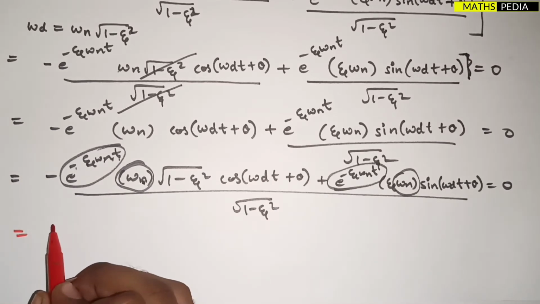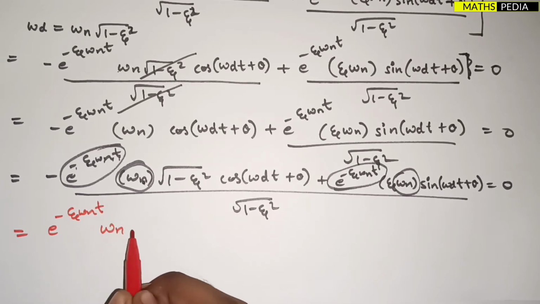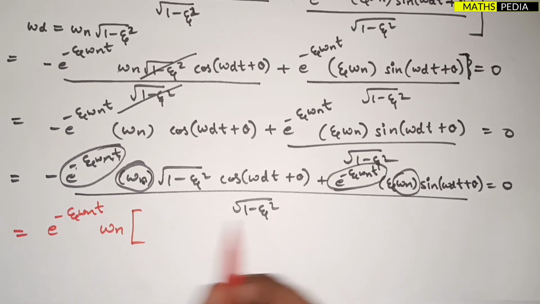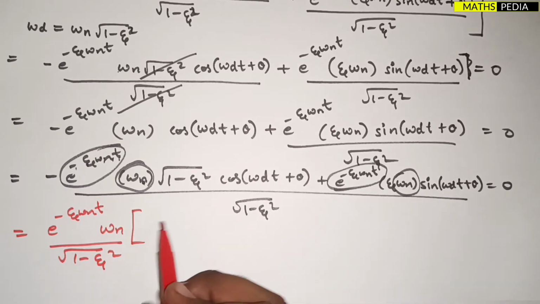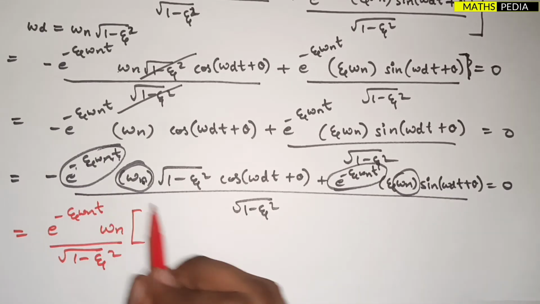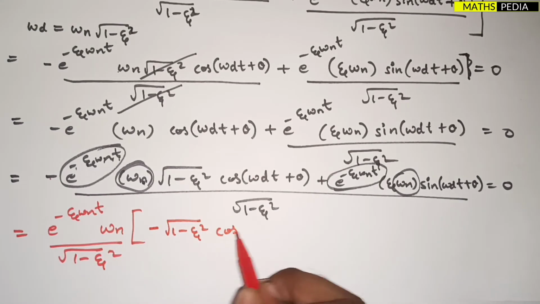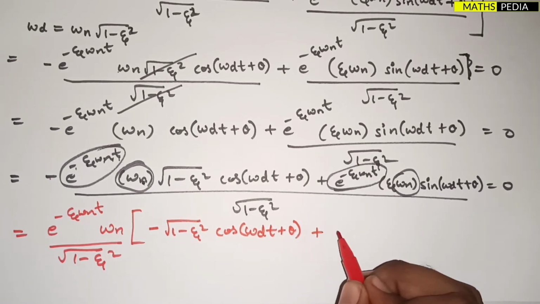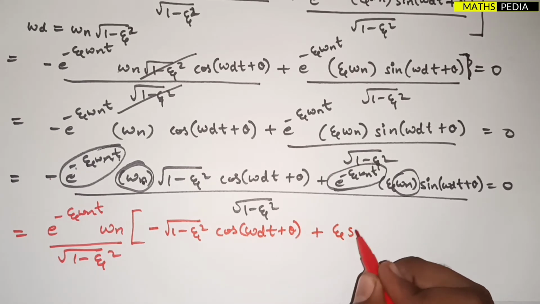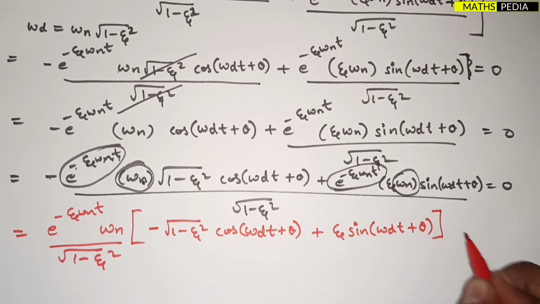So that is equal to e power minus zeta omega n t, and omega n I am taking common, and this thing also you can take 1 minus zeta square. Anyways, on the RHS part you have 0, so when it goes to the RHS part it gets cancelled, that's it. Okay, so it is equal to minus sign is there into 1 minus zeta square into cos(omega d t plus theta), plus here what is remaining, zeta into sine(omega d t plus theta), that's it, equal to 0.